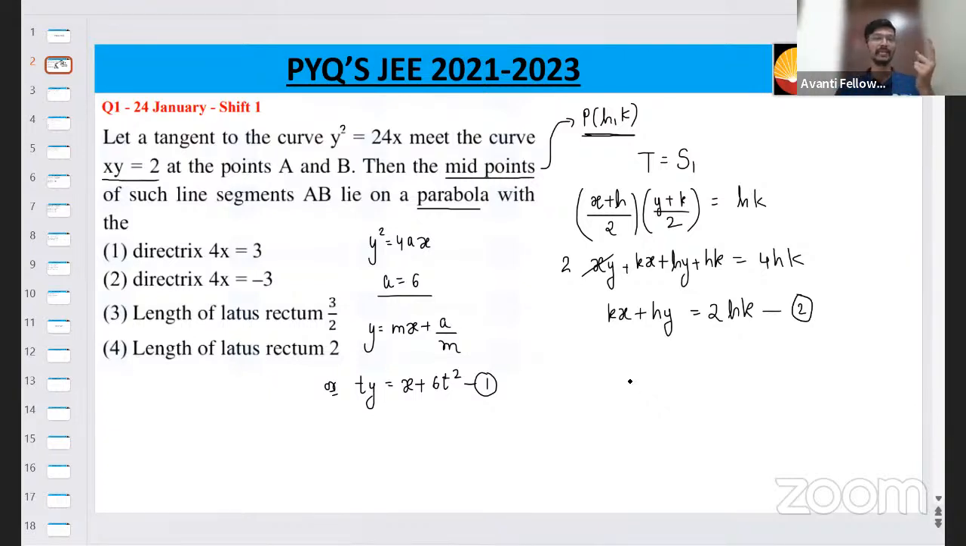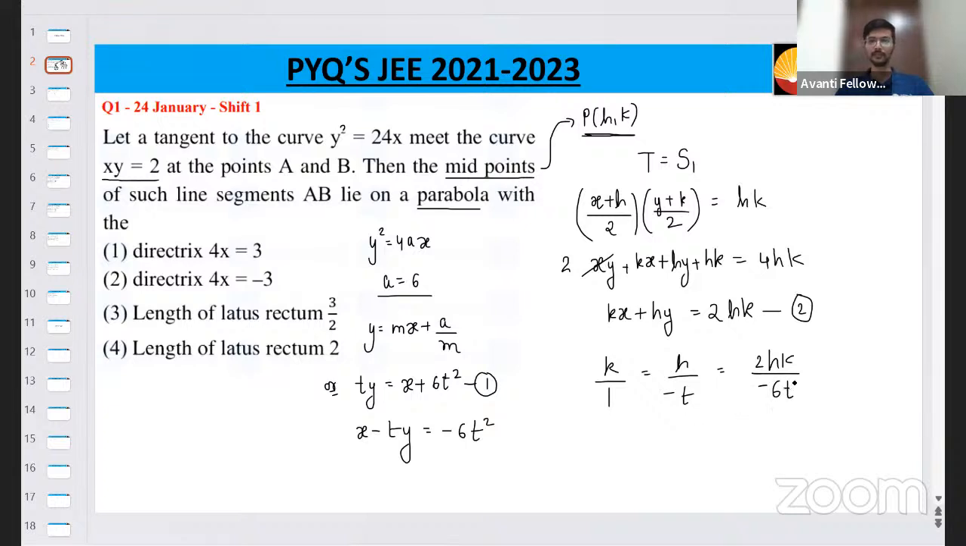That means the same tangent is the chord to the hyperbola. Now, what does this mean, guys? Both represent the same line. That means both are equations of the same line, so we can compare the coefficients. If I write this, x minus ty is equal to minus 6t square. So now we can easily compare the coefficients. It will be k, coefficient of x, coefficient of y, and the constant term 2hk upon minus 6t square.